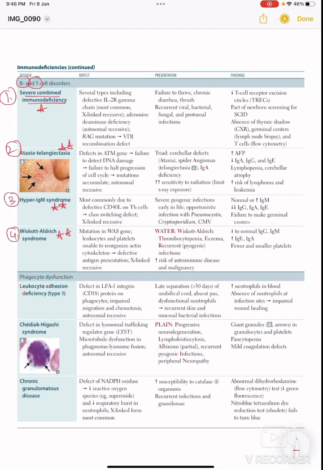So first of all, severe combined immunodeficiency is a topic which we have already studied since class 12. So what is this actually? Several types are present, including defective interleukin 2 receptors. The interleukin 2 receptor gamma chain is involved.